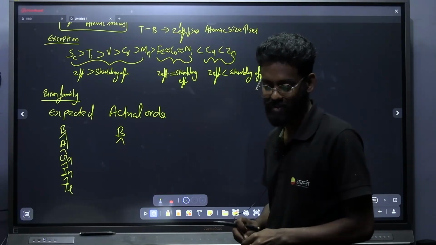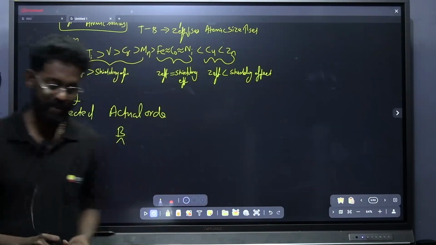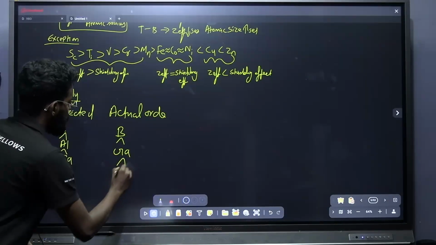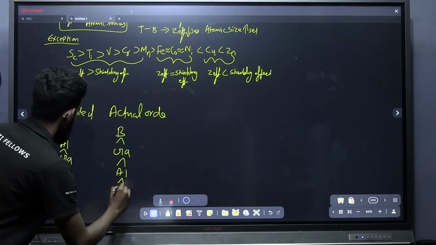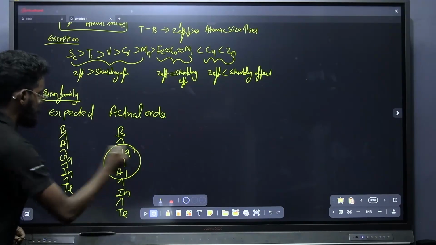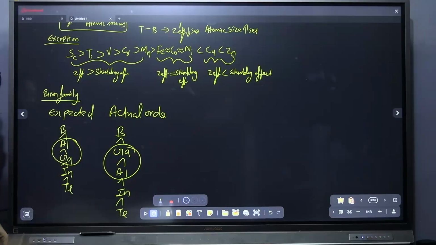Okay, I can see some reactions. Yes, fine. After boron it will be gallium, then aluminium, then indium, and then thallium. Here you can see there is a change. There is an interchange of elements here. What is the reason?